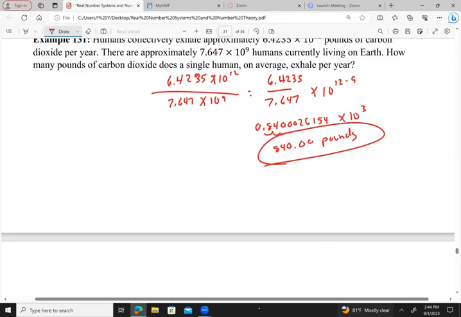And that completes the scientific notation section.